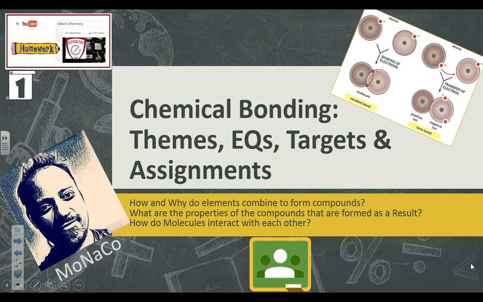So how and why do elements combine to form compounds is a big question. We're going to answer that in our bell works. What are the properties of the compounds that are formed as a result? How are the compounds different because of the way the atoms combined, okay? And then how do molecules interact with each other? So if I've got a molecule of this and a molecule of that, do they want to play games? How do they affect each other, etc.?